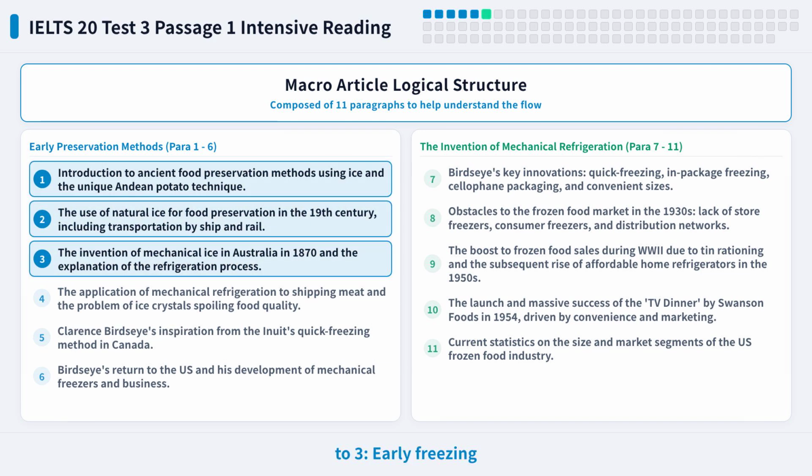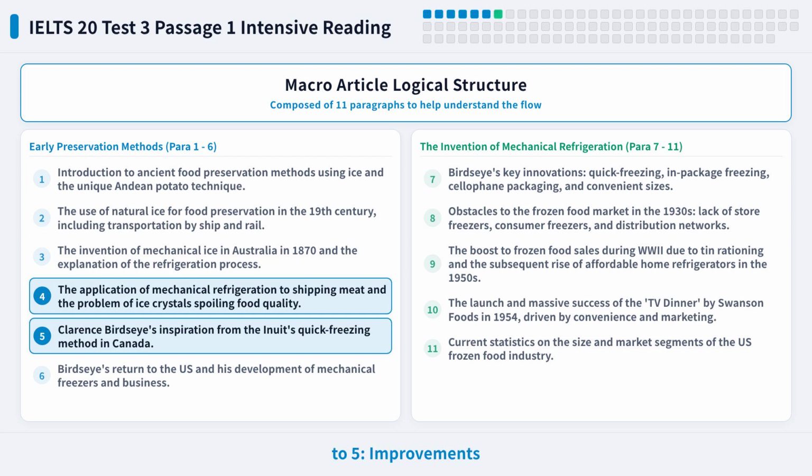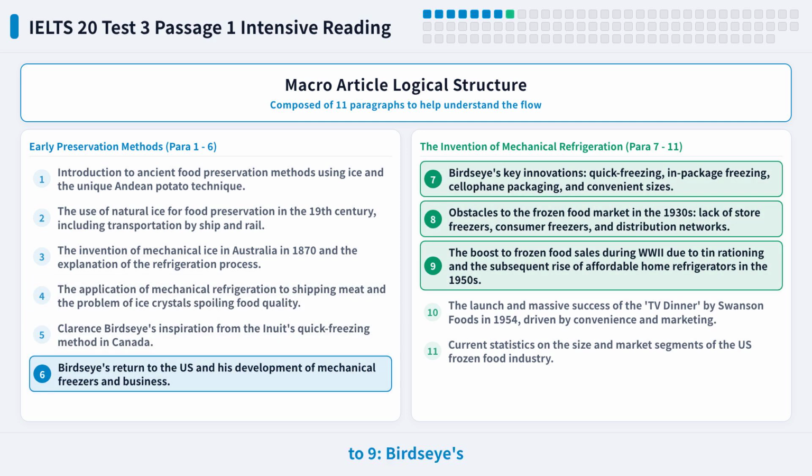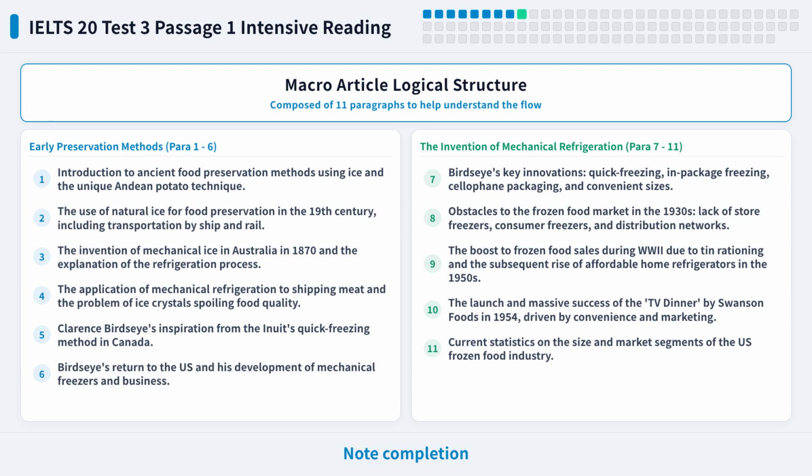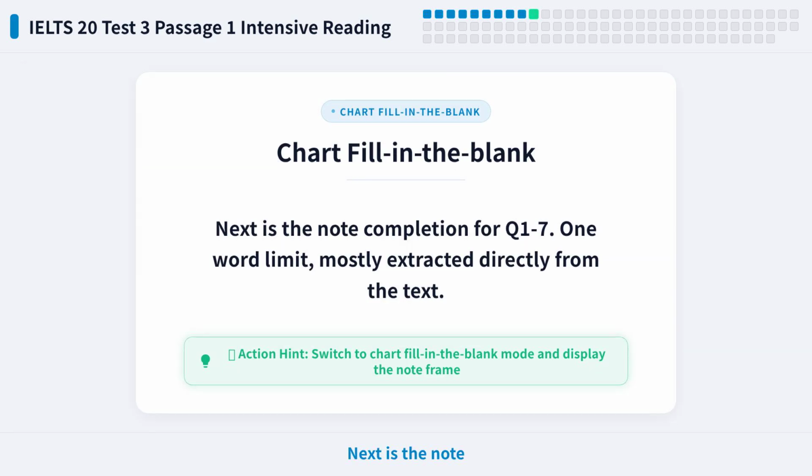From paragraph 1 to 3, early freezing methods and the invention of mechanical ice. From paragraph 4 to 5, improvements in freezing technology and the beginning of modern frozen food. From paragraph 6 to 9, Birdseye's innovations and the popularization of frozen food. The heat map shows note completion questions focus on paragraphs 1 to 9, and true/false/not given questions focus on paragraphs 4 to 11. Next is the note completion for Q1-7.